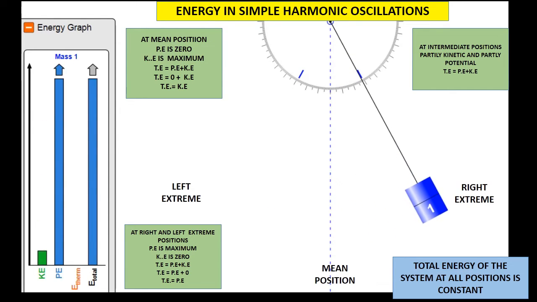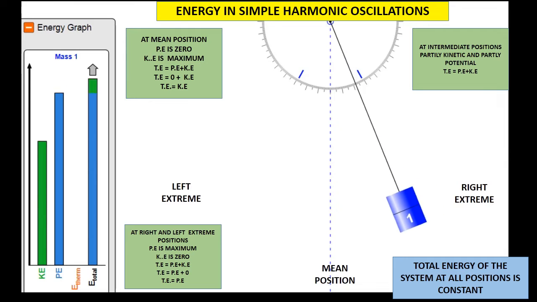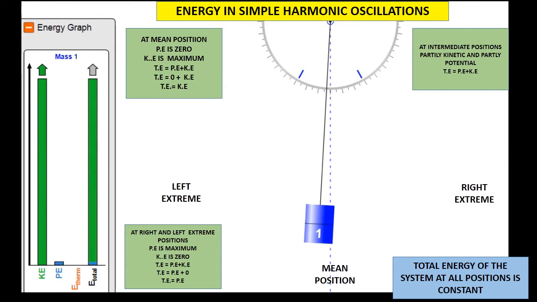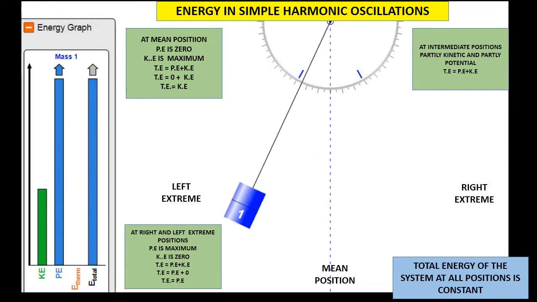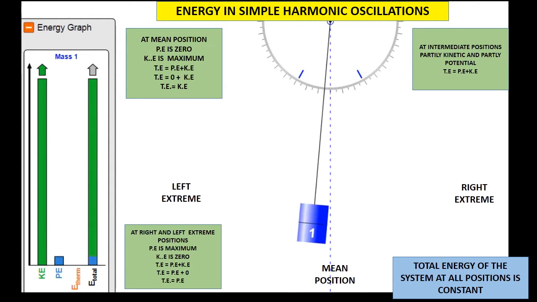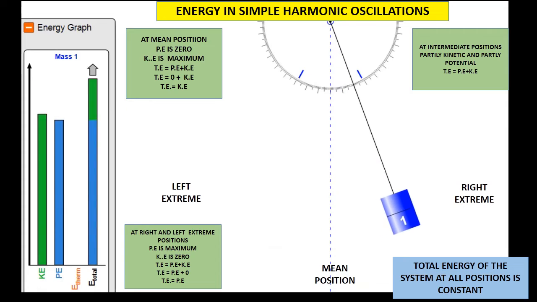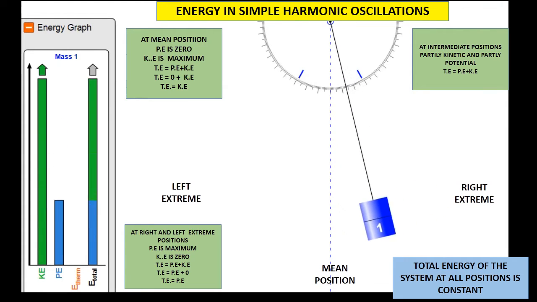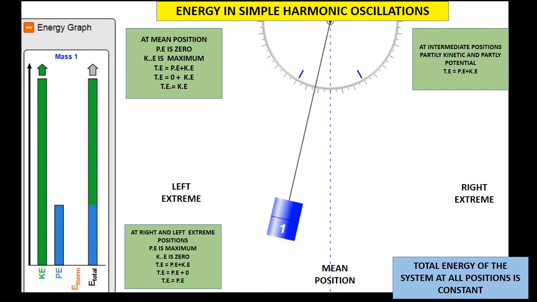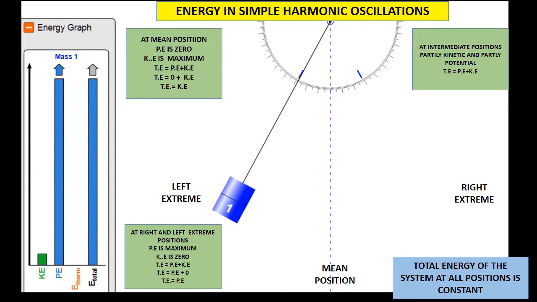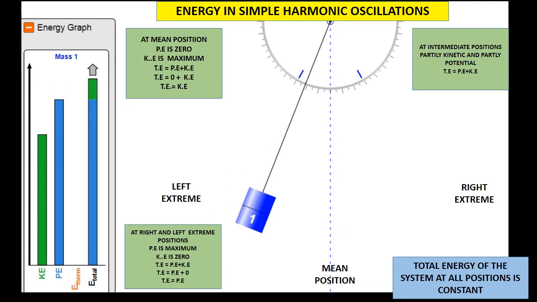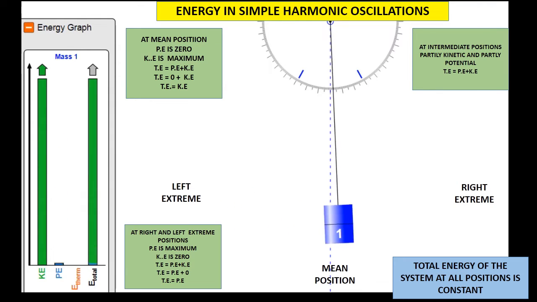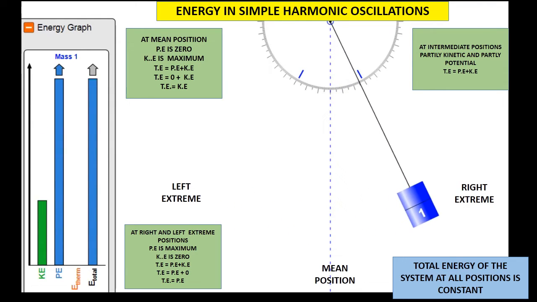Nearby, one energy graph is given. Look at the variation in the energy graph. The oscillating pendulum possesses both kinetic energy and potential energy. If you sum up both kinetic energy and potential energy, you will get the total energy of the oscillating system. Look at the variation in the kinetic energy and potential energy.